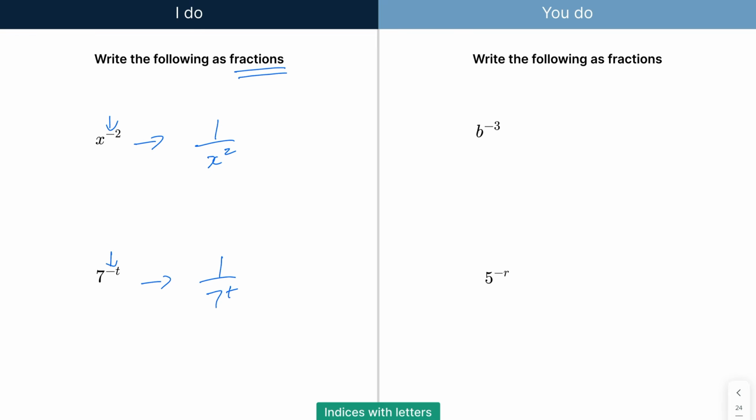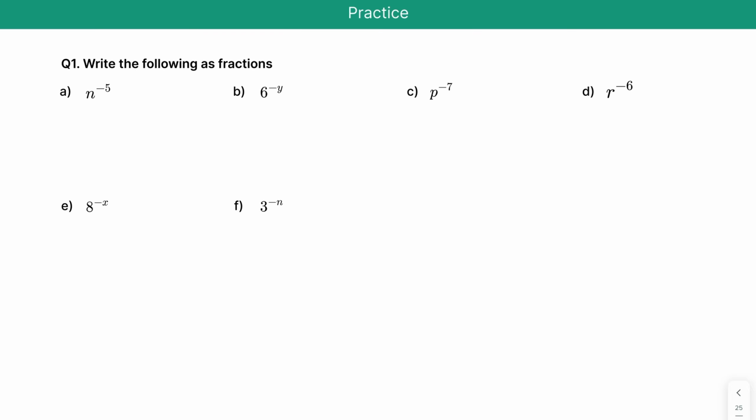And hopefully you've pressed pause and had a go at these examples. So that's 1 over b cubed and 1 over 5 to the power of r. So here are some practice questions. Press pause now and have a go. Here are the answers. Mark your work.